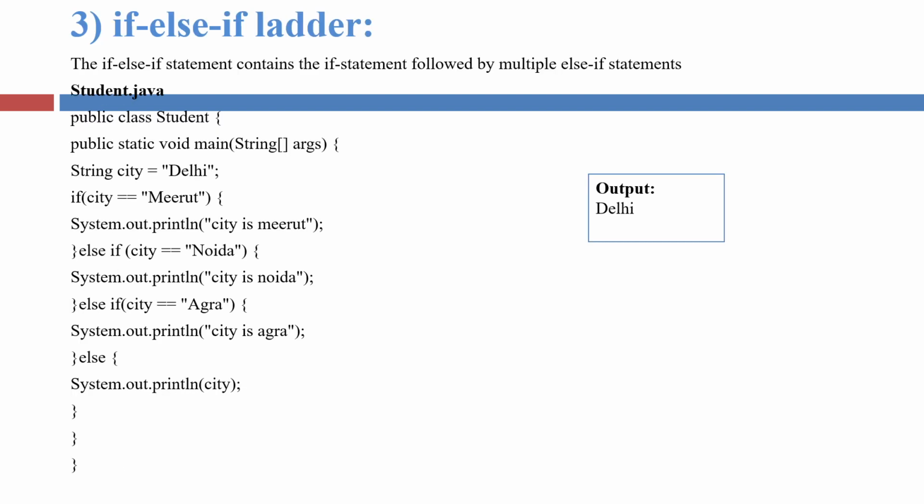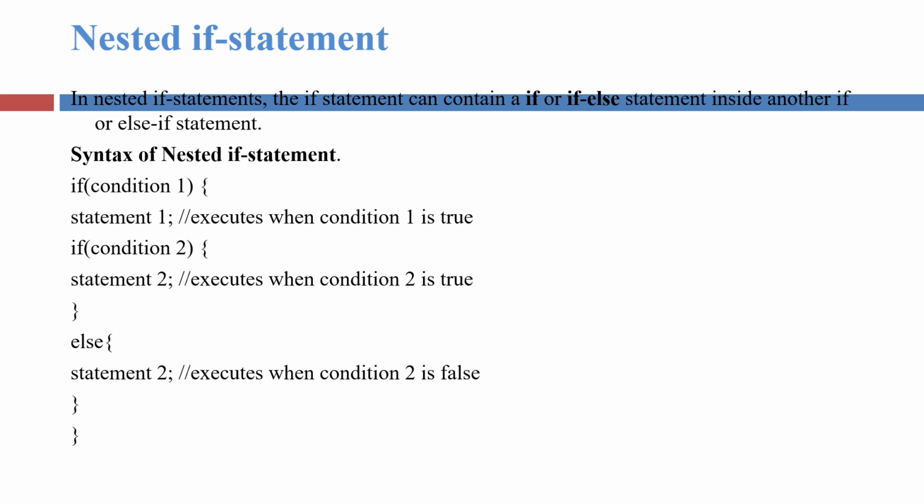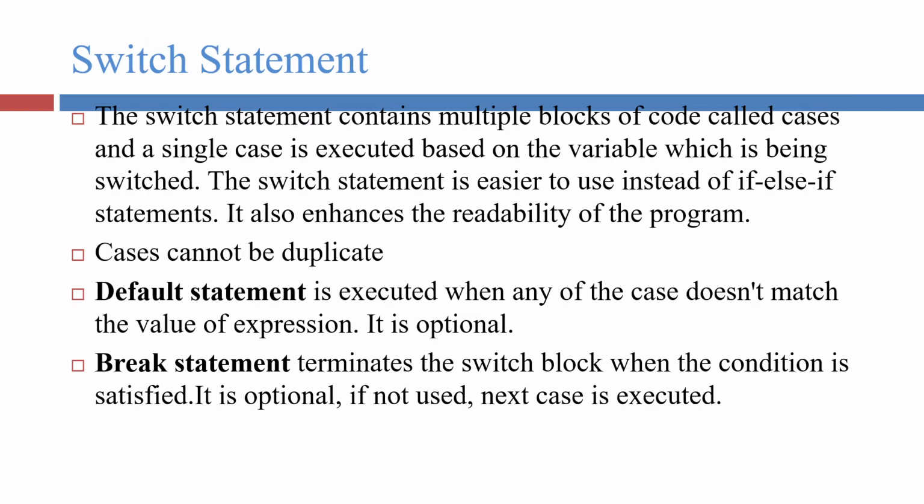And then if else if. Here we have many if statements. When you have more than two if statements, then you can go for the if else if. Nested if: if an if condition is nested within another if condition, then we can go for the nested if statement.